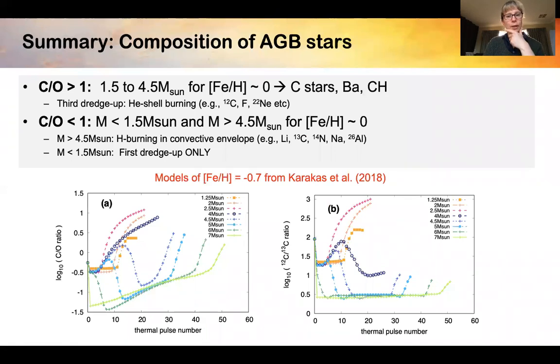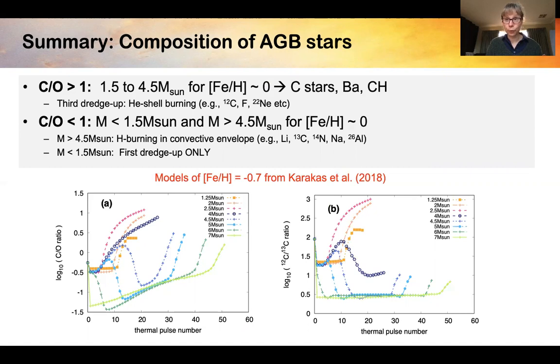All right, so just to summarize what we find for AGB stars of various masses, and I've summarized the situation for stars close to solar metallicity: stars between about 1.5 and 4.5 solar masses become carbon rich, experience third dredge-up, and become rich in S-process elements and fluorine and neon-22, etc. Stars less than about 1.5 probably only have first dredge-up. They are not predicted to have any third dredge-up. They're not predicted to become carbon rich.